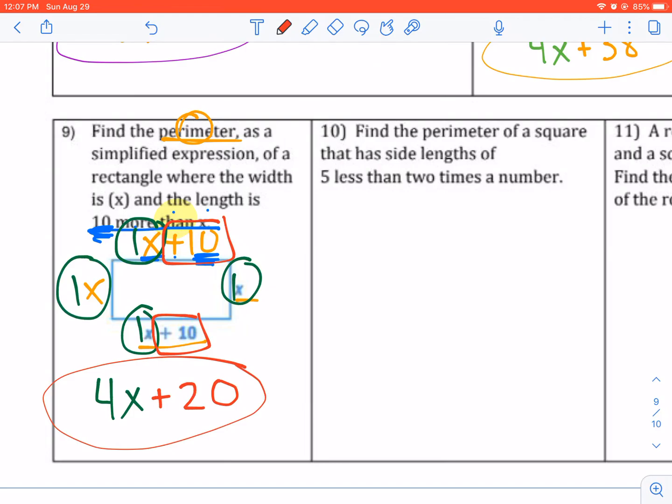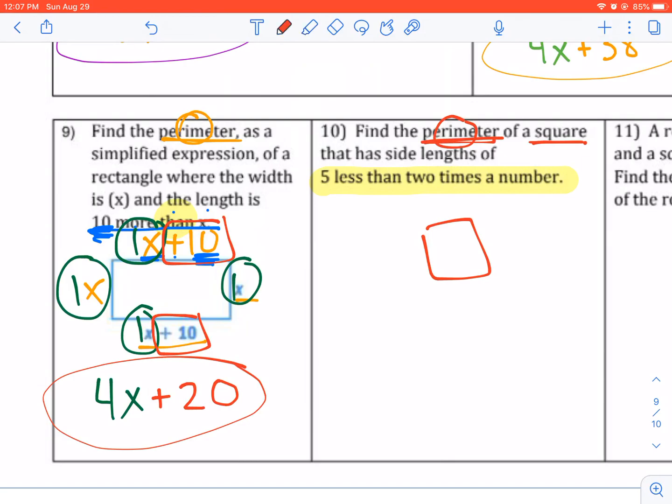On number 10, there is no shape drawn for us. We're supposed to be drawing a square. And it says the perimeter again. Perimeter is to go all the way around the outside. It says it has side lengths of 5 less than 2 times a number.